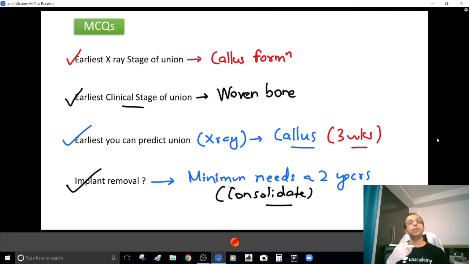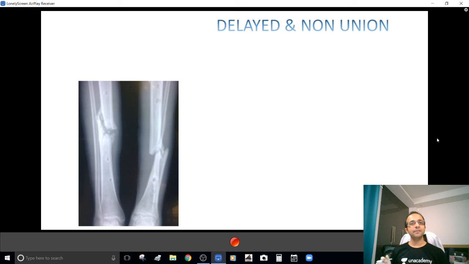But sometimes an implant is complicated. It's impinging somewhere, causing pain, causing some problem. If you want to remove an implant, try to dodge for around a couple of years so that the bone consolidates and then only remove the implant. And yes, callus is completely formed by 3 months. But sometimes even after 3 months, you can see the fracture line, like in this X-ray.